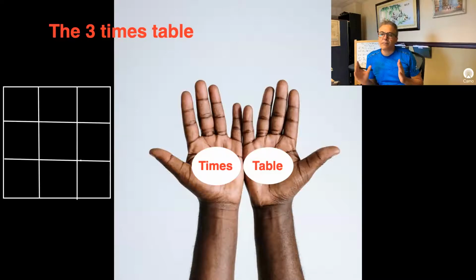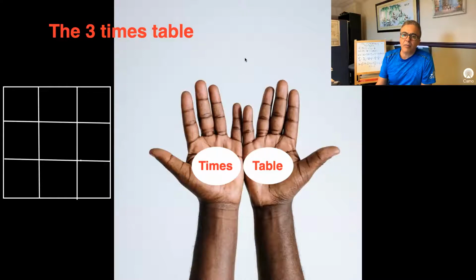So lots of kids have trouble memorizing the times table. It's good to look at the alternatives. So I'm just going to give you two alternatives for the 3 times table. So the 3 times table, some kids like multiples of numbers.